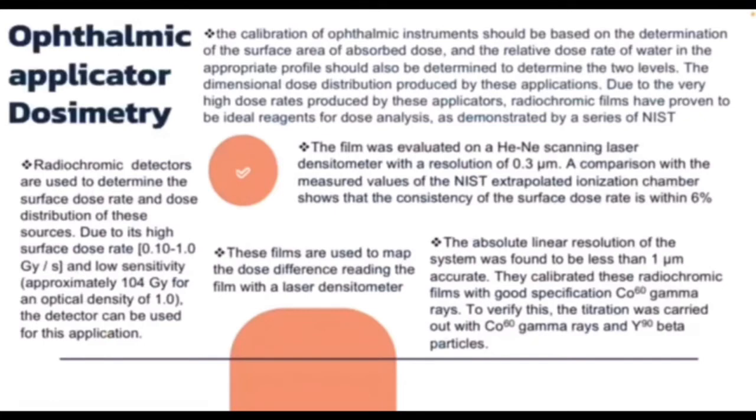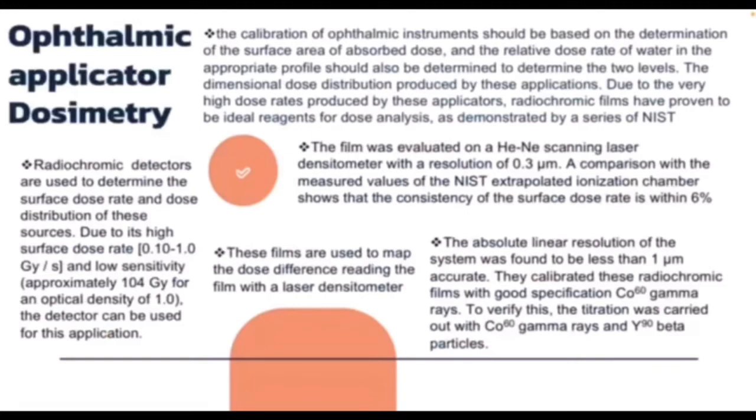Radiochromic detectors are used to determine the surface dose rate and dose distribution of these sources. Due to its high surface dose rate from 0.1 to 1 gray per second and low sensitivity, approximately 10^4 grays for an optical density of 1, the detector can be used for this application as a radiochromic detector.